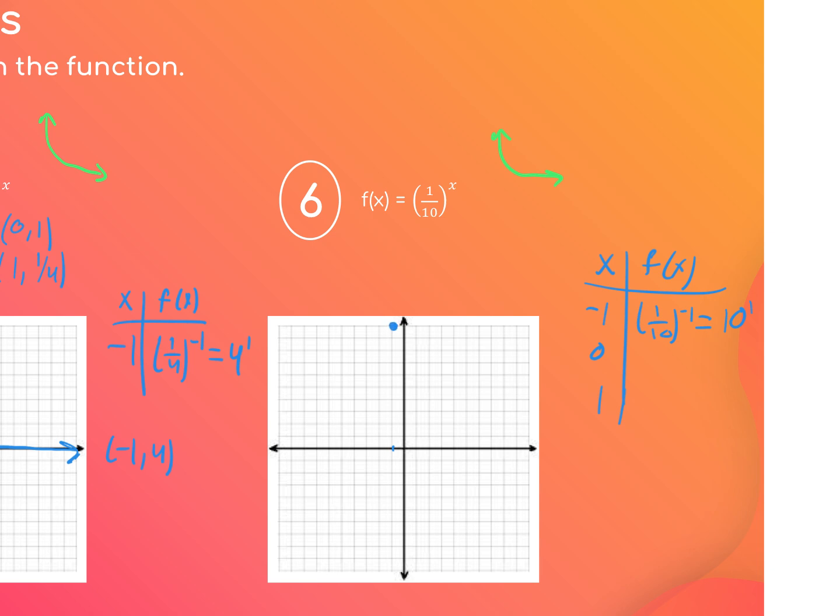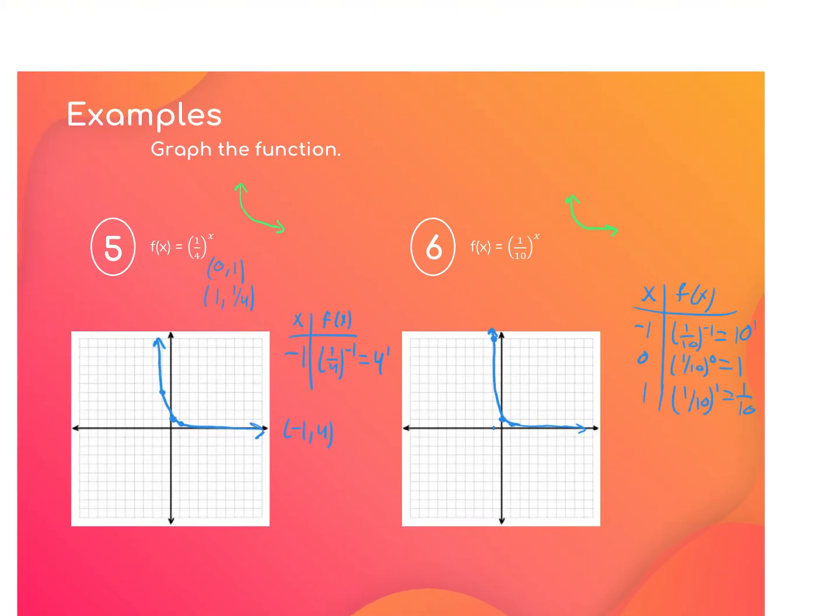So again, even though they all have the same shape, this one starts really, really high and then gets low faster. So then 0, 1/10 to the 0 power is going to get you 1. And then 1/10 to the first power is going to get you 1/10. So that gets us our other 2 points. And then we can just connect them. We can see that it starts really, really high, and then we're going to get really low. All right, and then our graph is going to look something like that.